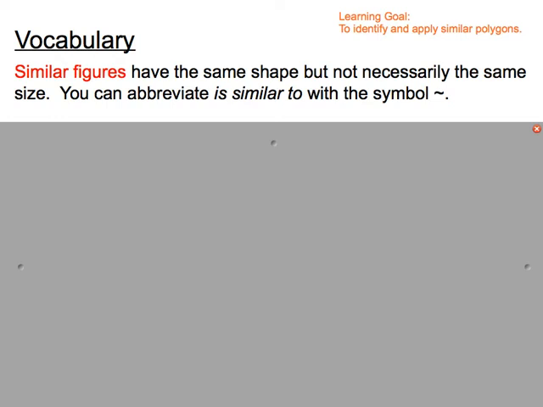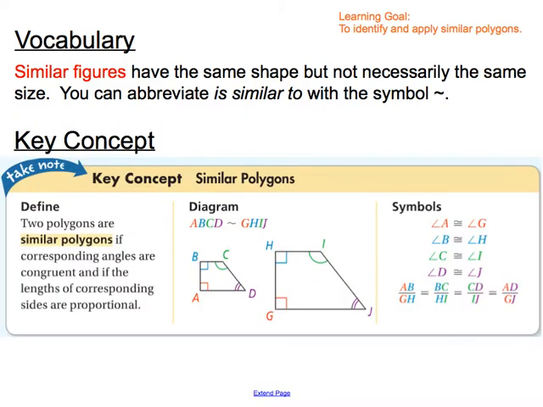Similar figures, much like congruent figures, have the same shape, but unlike congruent figures, similar figures do not necessarily have to have the same size. We can abbreviate "is similar to" with the tilde symbol. We define similar polygons to be two polygons that have corresponding angles that are congruent, and the corresponding sides must be proportional.